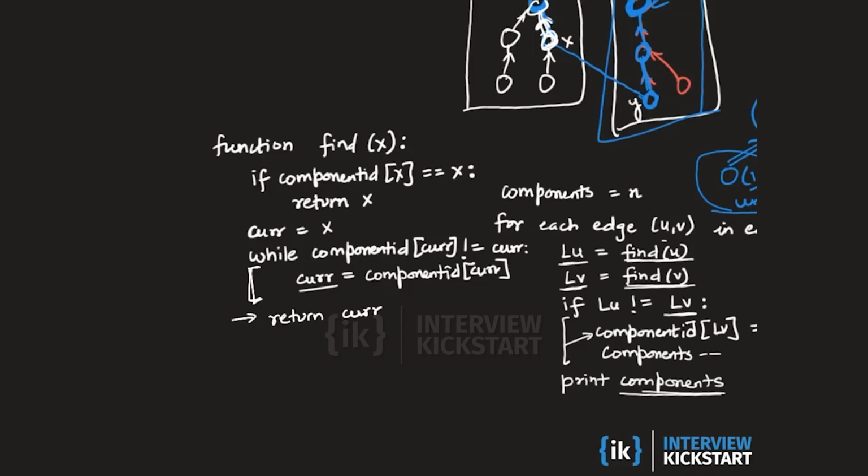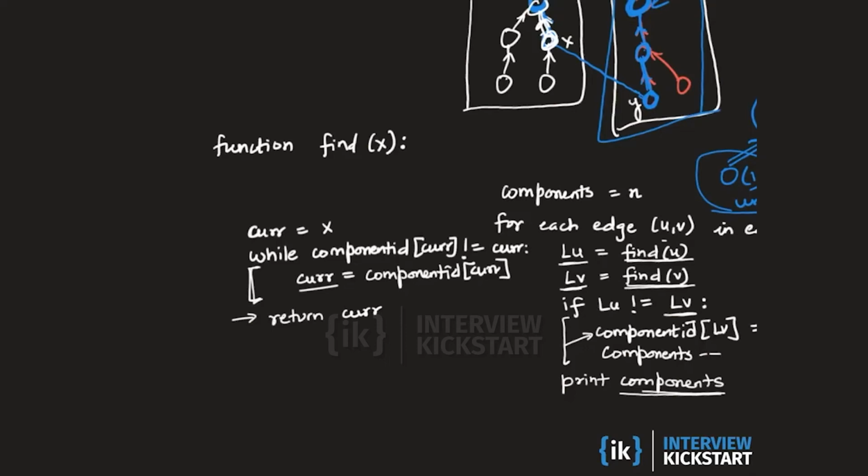In fact, you can notice that this code is actually redundant. I can eliminate this because if x is already the leader of x, we will handle that, since we will not even enter the body of the while loop. We will directly see that component ID of current is equal to current, and so we will directly return the current vertex, which is initialized to x itself.